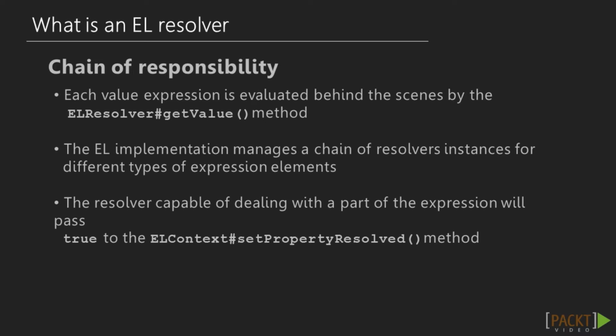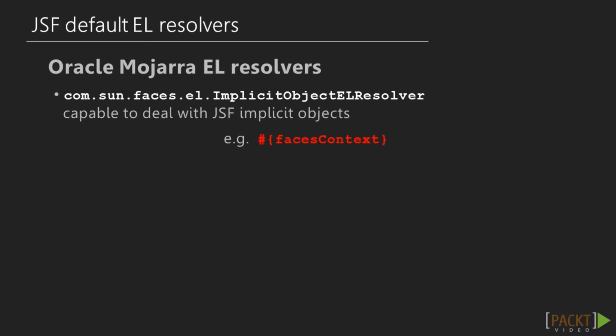The resolver capable of dealing with that part will pass true to the setPropertyResolved method. This method acts as a flag at EL context level. Further, the EL implementation checks after each resolver call the value of this flag via the getPropertyResolved method. When the flag is true, the EL implementation will repeat the process for the next part of the expression. So, the chain of responsibility contains a set of EL resolvers, which are applied one by one for each part of an expression until one of the resolvers is capable of resolving that part.